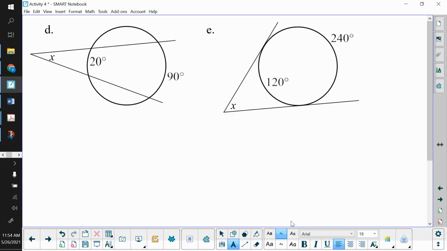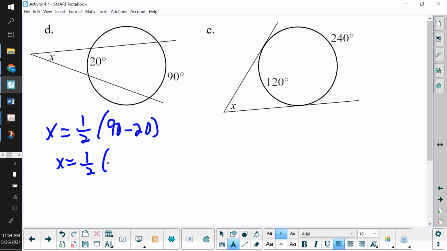Both of our next cases are angles outside of the circle. So we're going to start with our angle, and we'll have 1/2 of the outer arc minus the inner arc. So that'll be 1/2 times 70, and half of 70 is just 35 degrees.